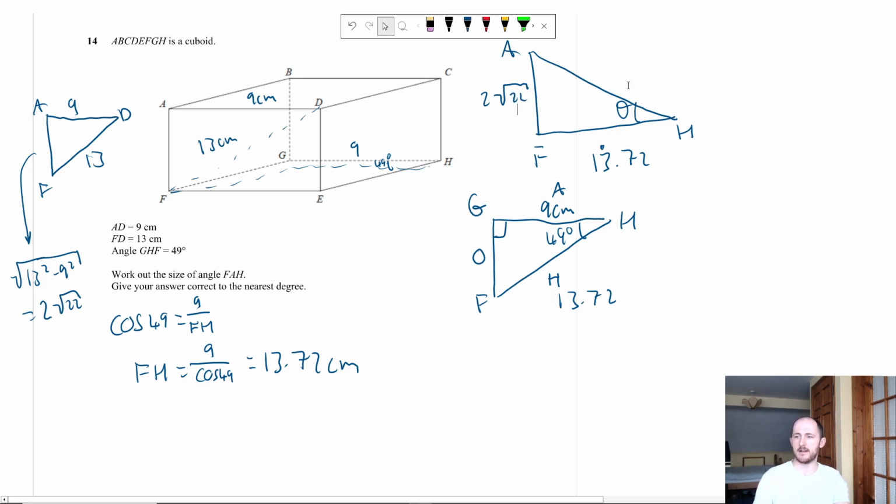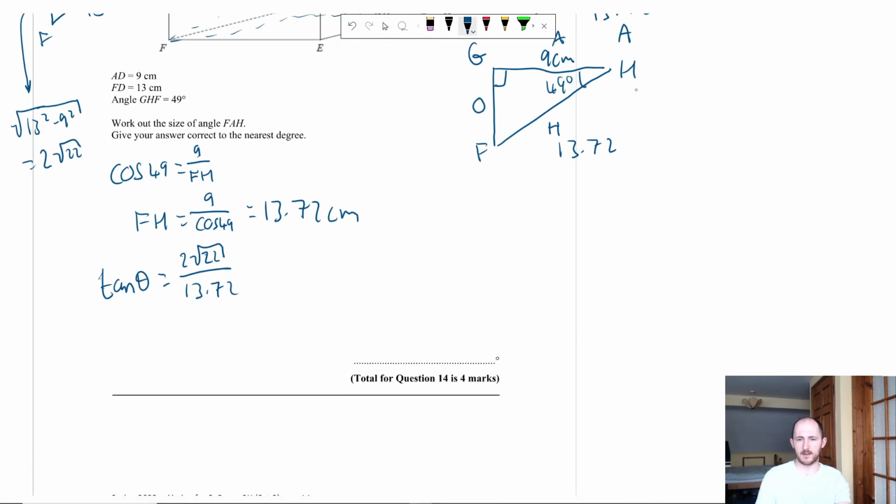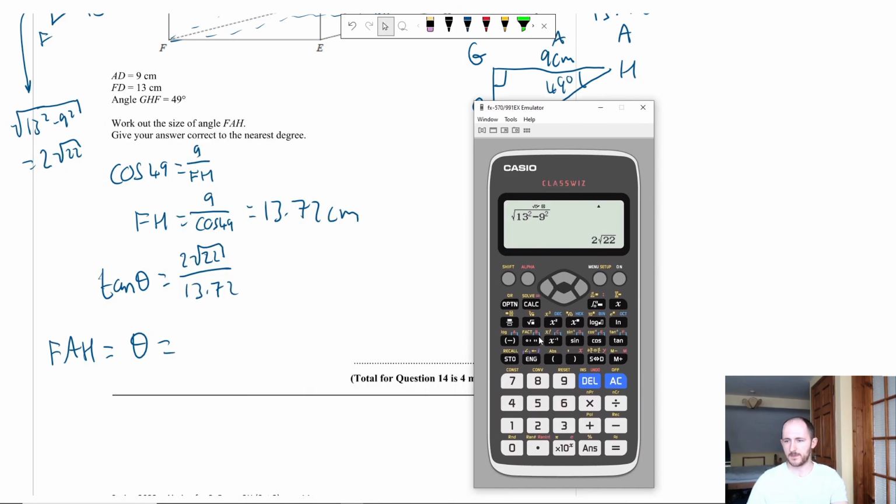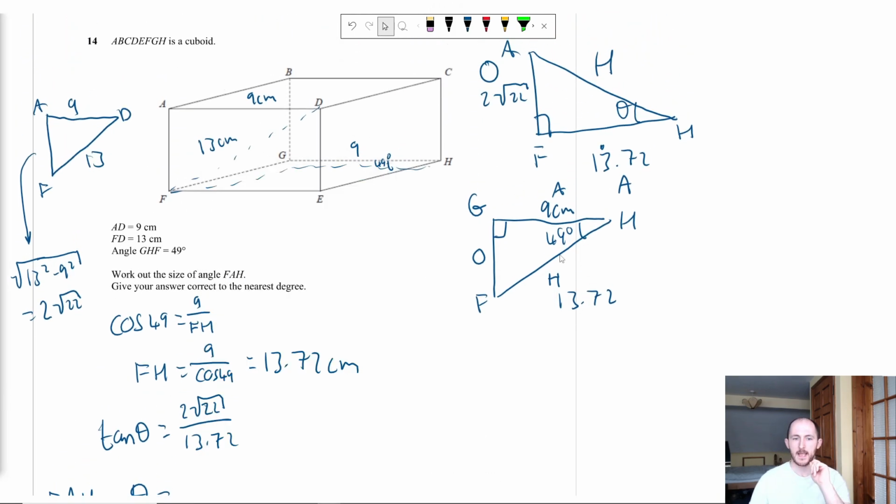So to work out theta, again, this is a right angle, so this is the hypotenuse, this is the opposite side, this is the adjacent. So we have opposite and adjacent, so it's going to be tan. So tan theta is equal to 2 root 22 over 13.72. By the way, this is actually the angle FAH, so we're actually done after this. So inverse tan of 2 root 22 over 13.72 gives 34.4 degrees. And wait, hang on a minute. Just before we go on to the last step, I realised that we're looking for this angle here for theta. So I've actually labelled this slightly incorrectly.